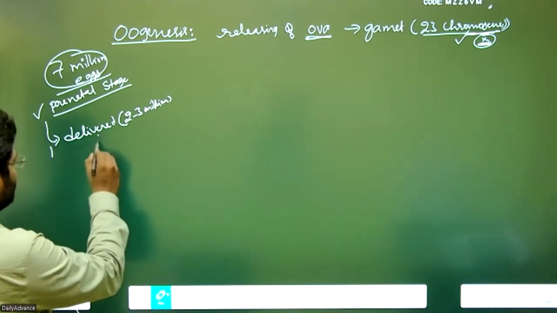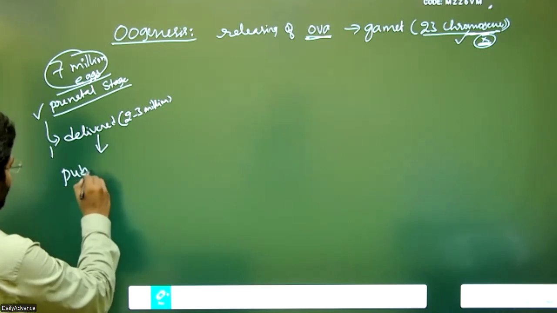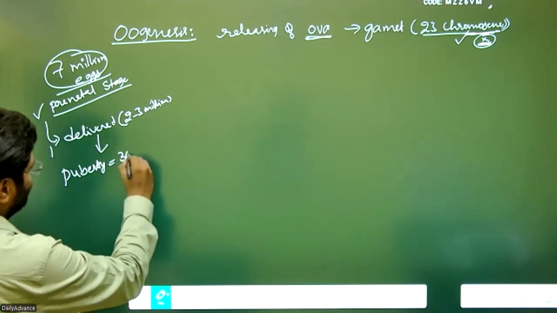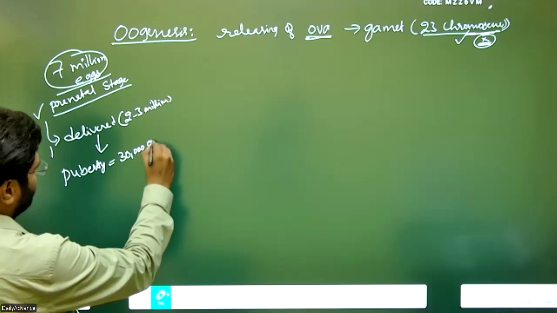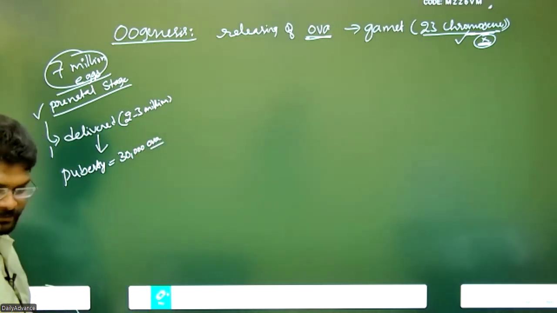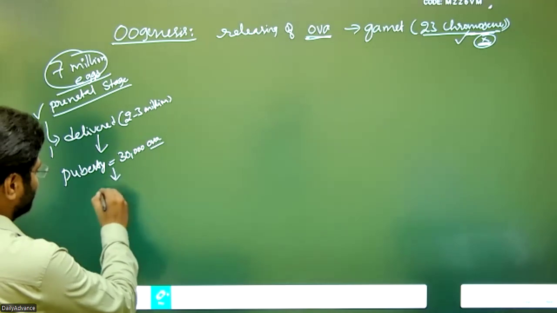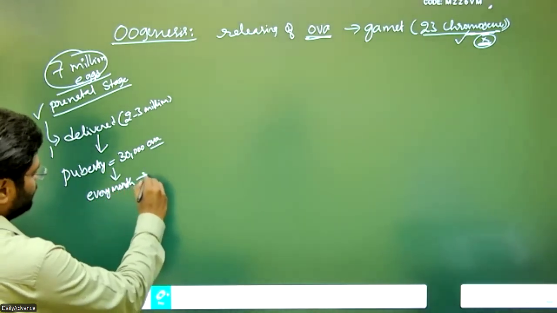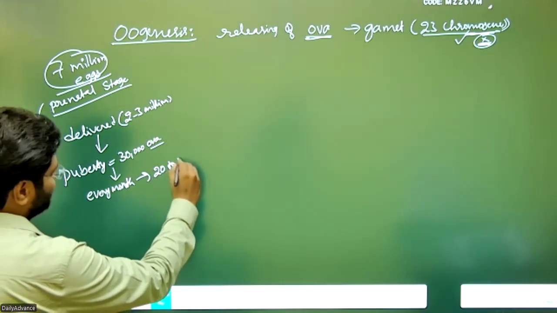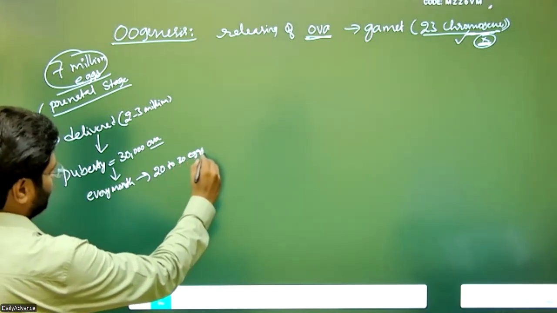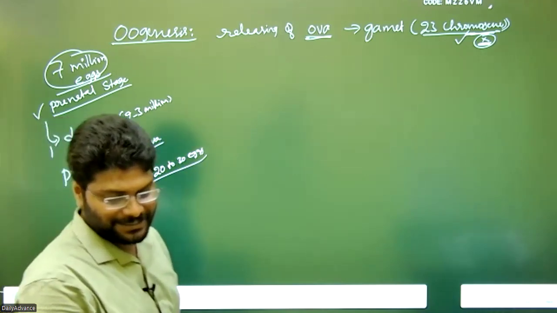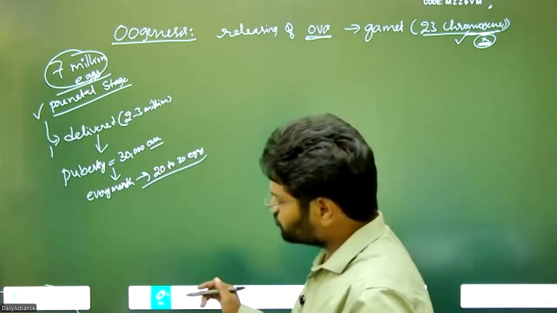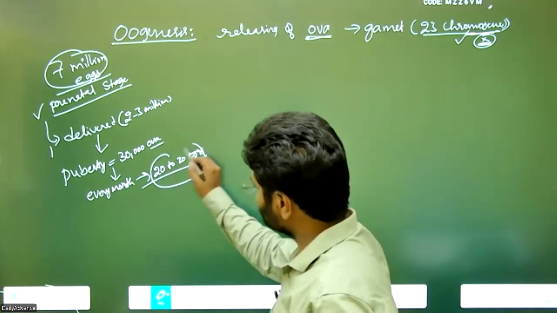After reaching puberty, only 30,000 ovas are present. Within that, every month, 20 to 30 eggs are released. So in final conclusion, 20 to 30 eggs are released every month.